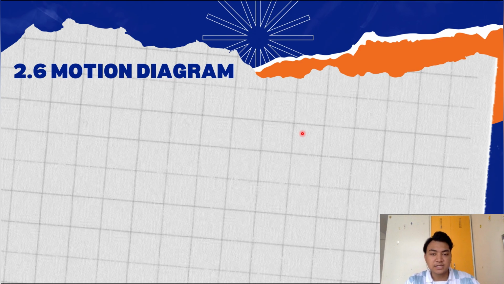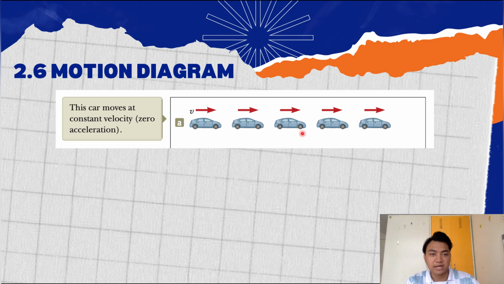Now let's move on to 2.6, motion diagram. In 2.6 we look at the motion of an object, which is indicated by an arrow. For the first picture, we have a car and an arrow. The length of the arrow represents distance over time. When the length of the arrow is the same, we can conclude that it is constant velocity. So the car here is moving at constant velocity.